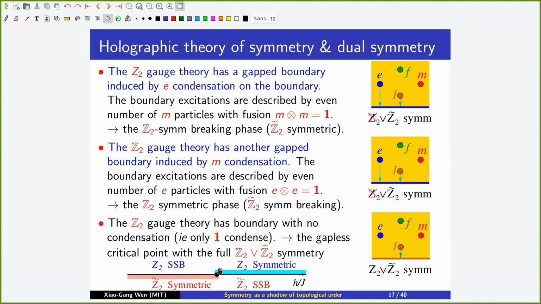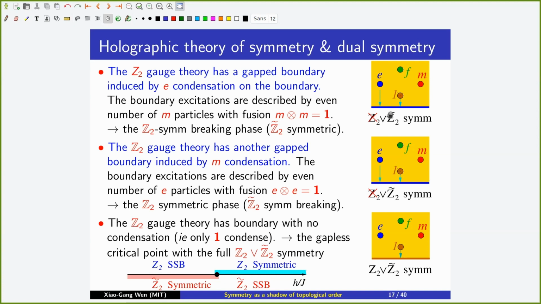It's just a transition point between these two condensations, E condensation and M condensation. We want to say that the E condensation and M condensation are mutually exclusive. We cannot condense both E and M together because they have non-trivial mutual statistics. Only bosons can condense together; two particles with non-trivial mutual statistics cannot condense together.